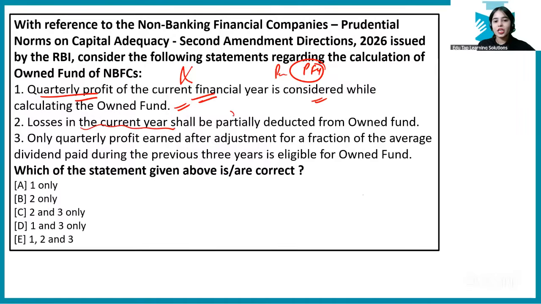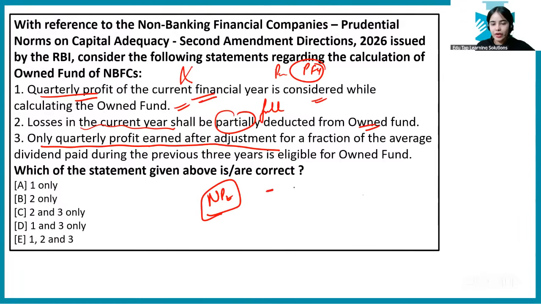Losses in the current year shall be completely, fully deducted from the owned fund. Only quarterly profit earned after adjustment. So quarterly net profit after adjustment for a fraction of the average dividend paid during previous 3 years. So that is, let's say, the quarterly dividend basically. So dividend for the past 3 years. So then we can get the eligible profit that will go under the own fund. Yes, absolutely correct. So 1 and 3 are correct, and that's why the right answer is D.